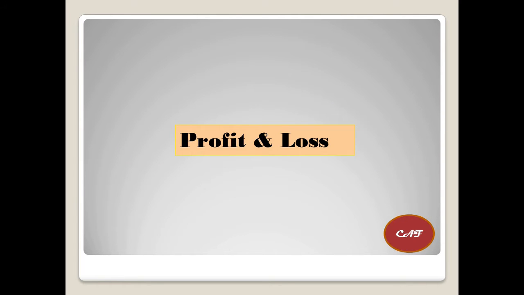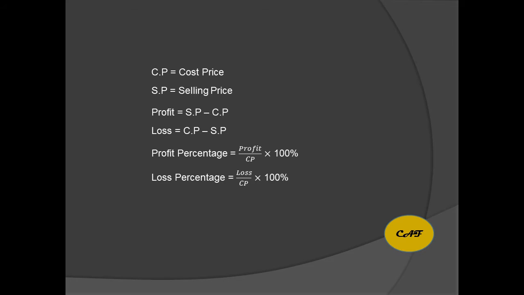Okay, friends, today we will discuss problems on profit and loss. Before going to problems, we need to know what is CP, what is SP, what is profit and loss, what is profit percentage, and what is loss percentage. CP means cost price, which means if you are buying any object, the cost at which you are buying is CP. If the same object after buying, the cost at which you are selling that product is SP.